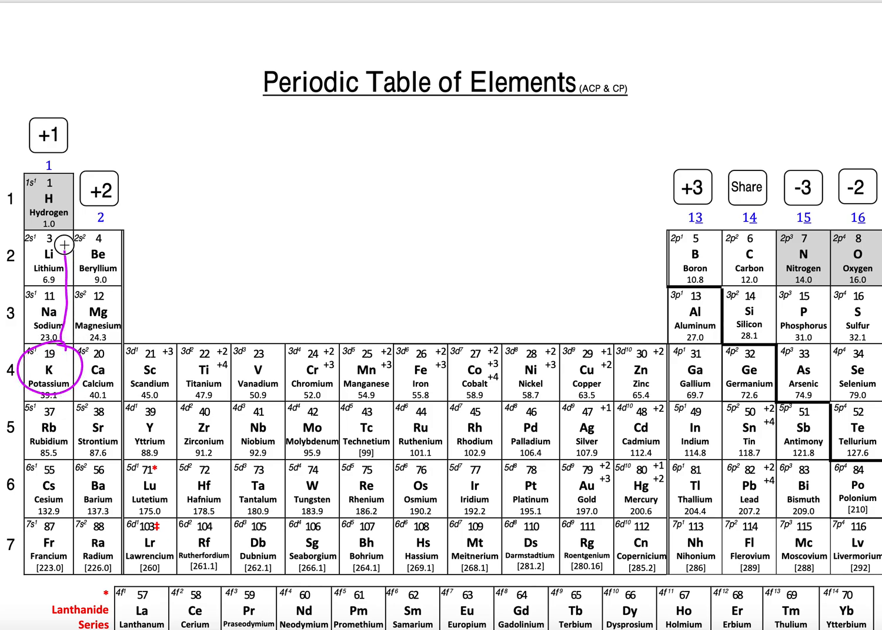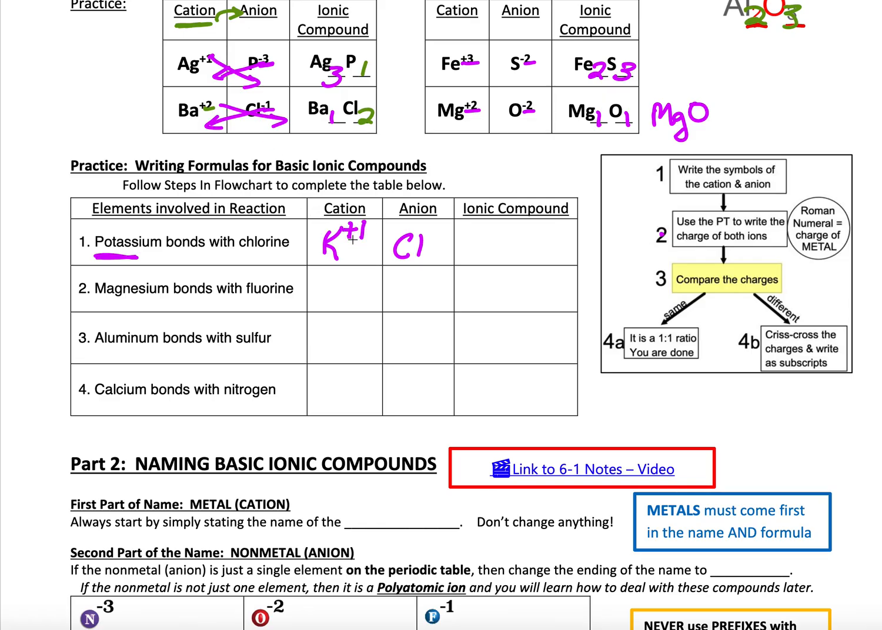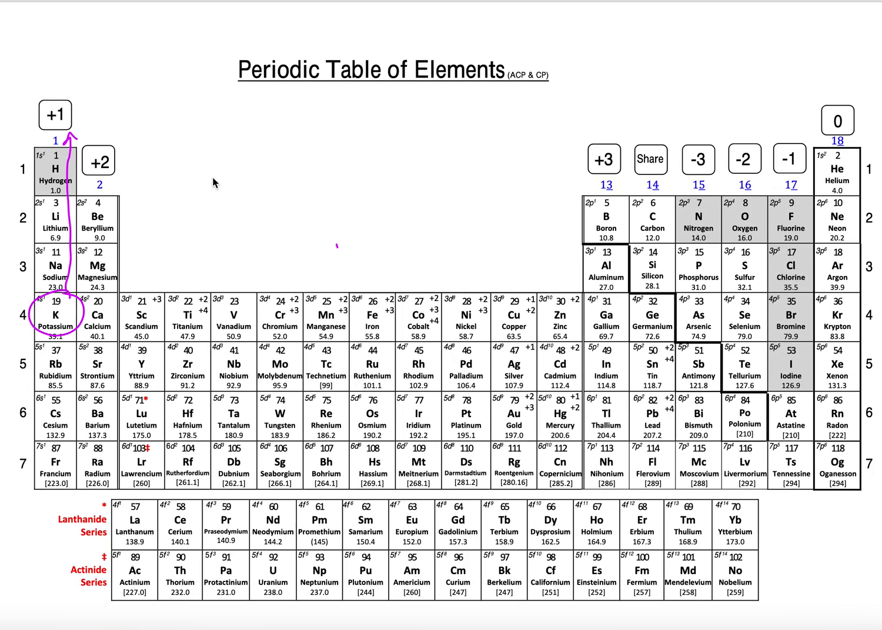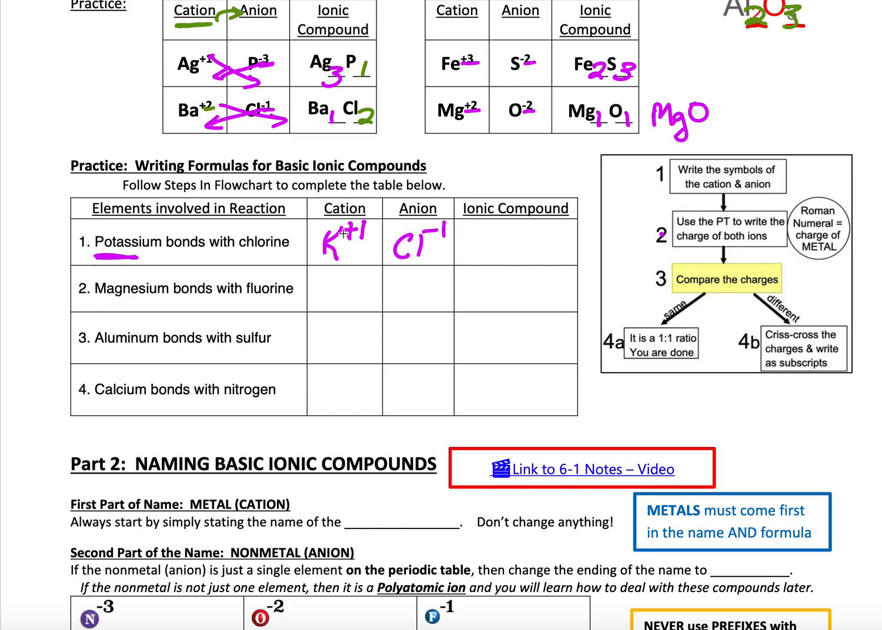and it's in group 1, so that means it's got 1 valence that it wants to get rid of. So potassium makes +1. So now you have to write the charge, +1. Chlorine is our nonmetal, is our anion. Chlorine's over here. It has 7 valence, which means it needs 1 more, and it makes a -1 charge. So this works out nice because potassium and chlorine, this one has to get rid of one, this one needs one. They work out on a perfect 1-to-1 ratio, so it's just KCl.